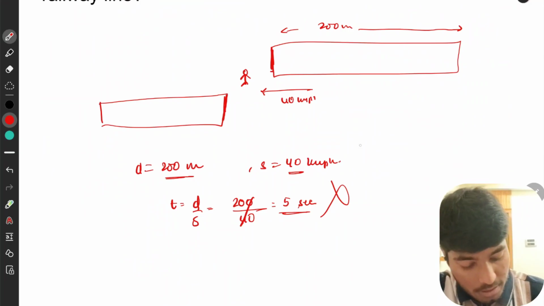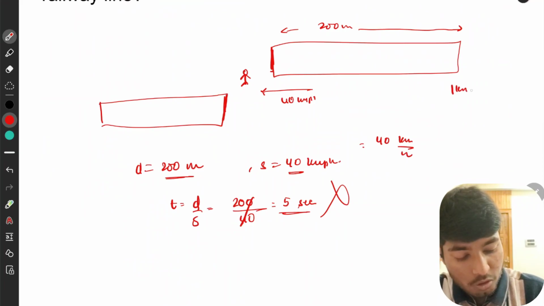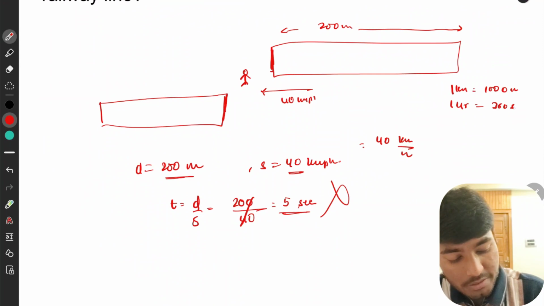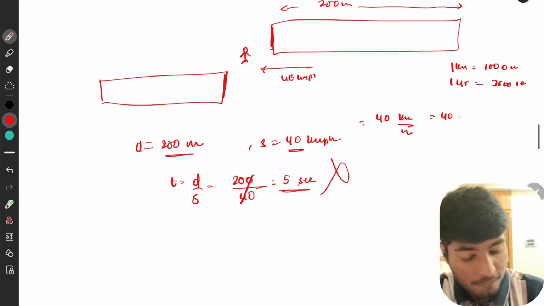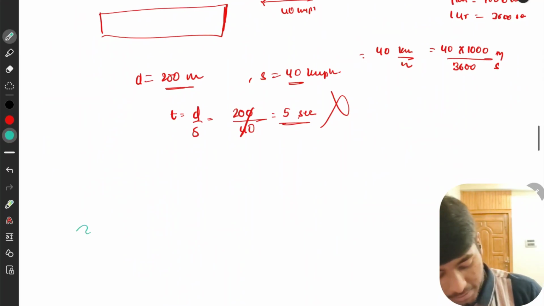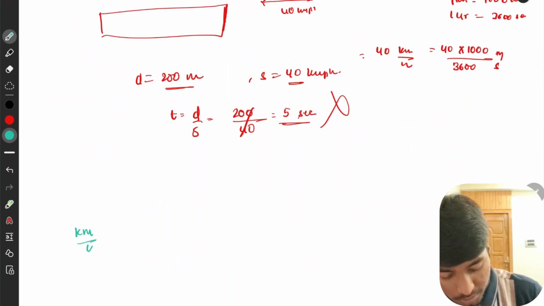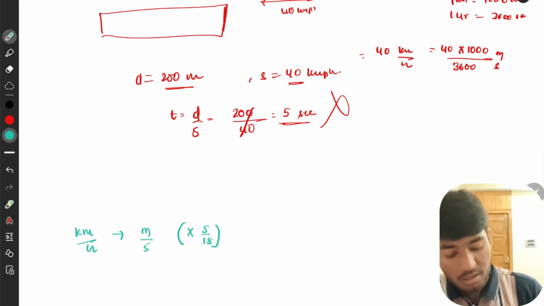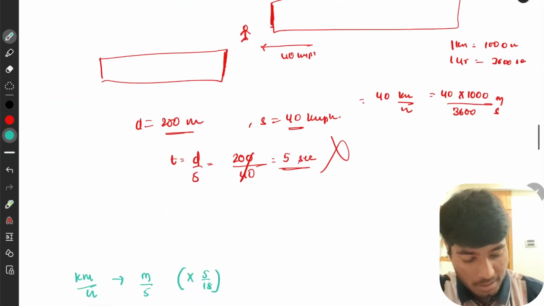How will I convert? It is given as 40 kilometer per hour. 1 kilometer is equal to 1000 meter, and 1 hour is equal to 3600 second, right? So I can simply say 40 into 1000 upon 3600, meter per second. Instead, when you want to convert kilometer per hour into meter per second, multiply by 5 by 18. That's a simple hack.